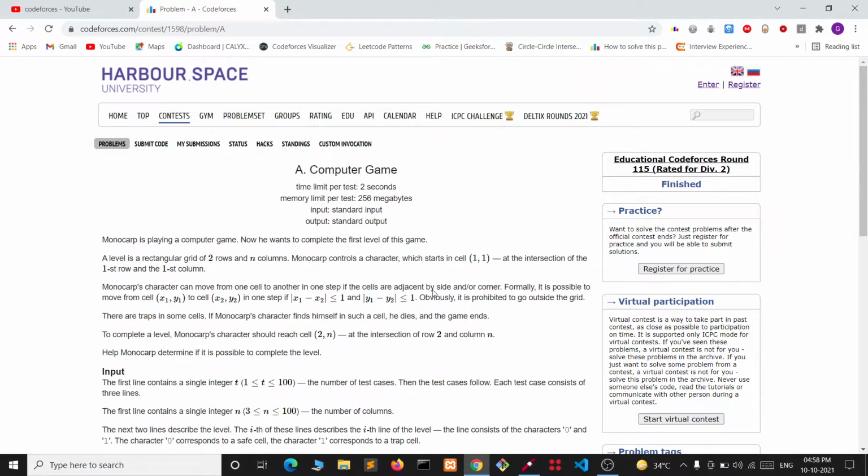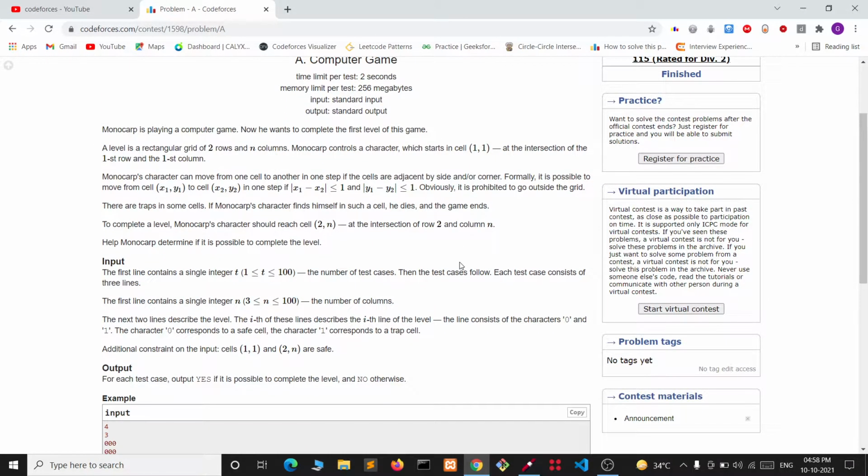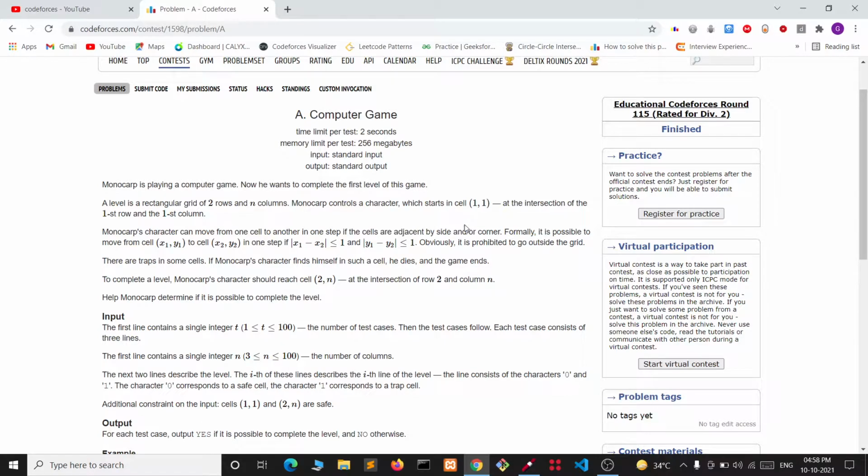Hello everyone. Let's solve problem A of Educational Codeforces Round 115. Let's first understand the problem statement.